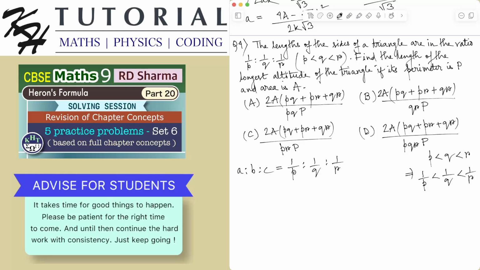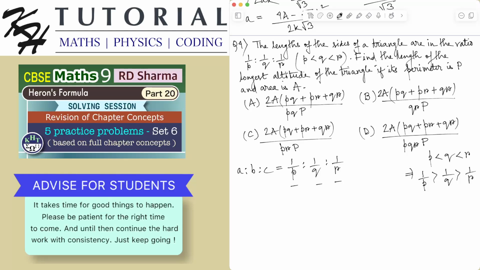Oh, I am sorry. So this inequality will change. If P is less than Q is less than R, then 1 by P will be greater than 1 by Q and 1 by Q will be greater than 1 by R. The inequality sign will get reversed. So now obviously in these three parts, the smallest part is 1 by R.